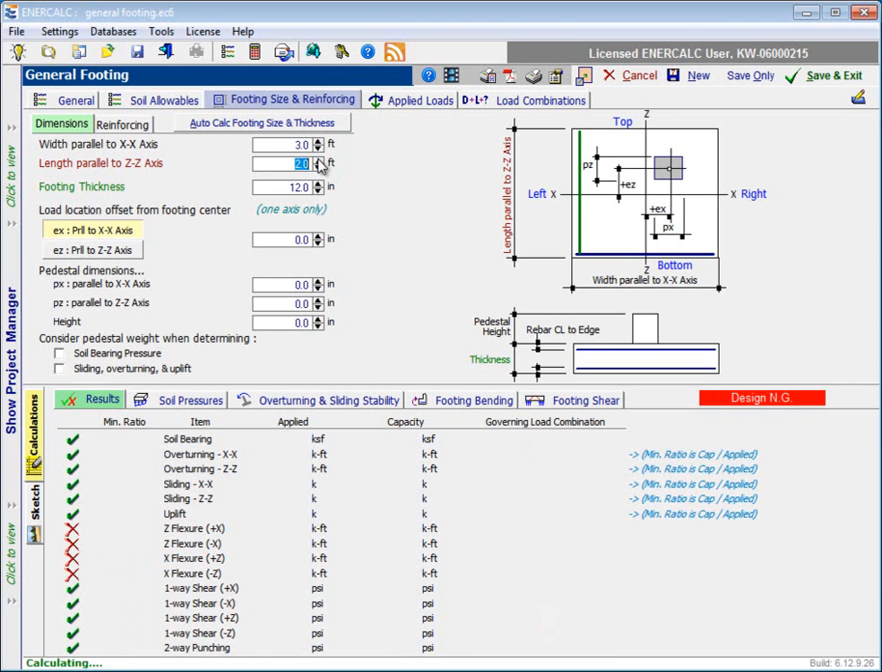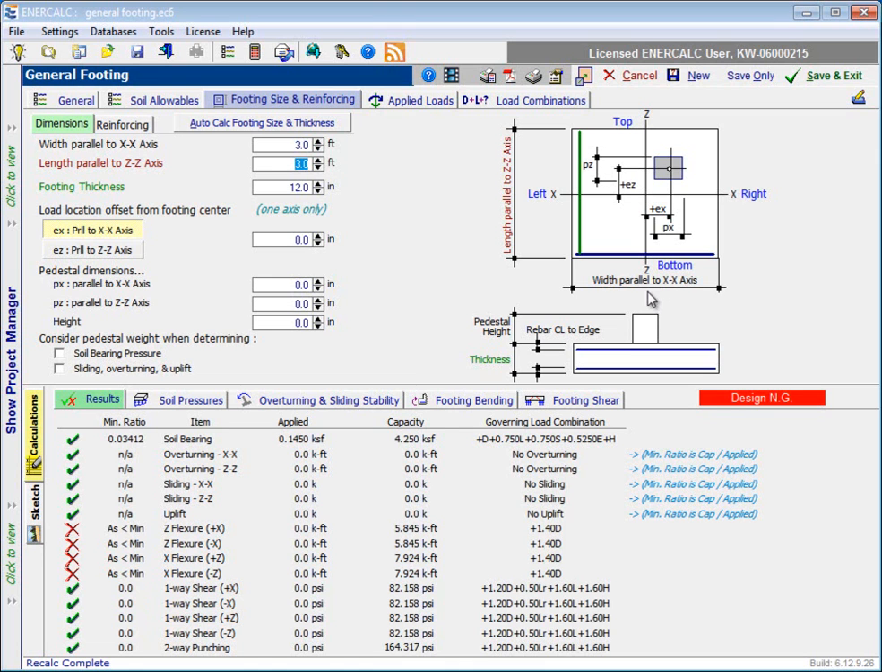Now, I want to take a minute to move over to the diagram here and just point out that width and length have some physical meaning with respect to the coordinate axes that are used later to apply loads to this footing. So note that the width is parallel to the x-axis, and on the diagram we can see that this is the width dimension and that it is in fact parallel to the x-axis. And then likewise, what we refer to as the length of the footing is parallel to the z-axis, and we can see that the z-axis runs up and down the screen, as does the length.